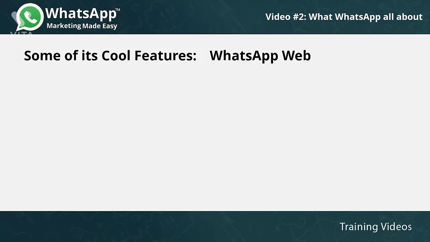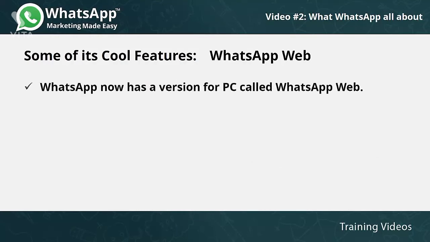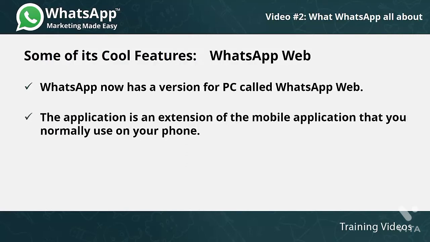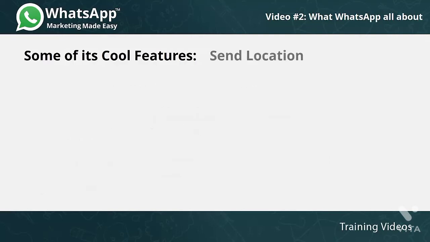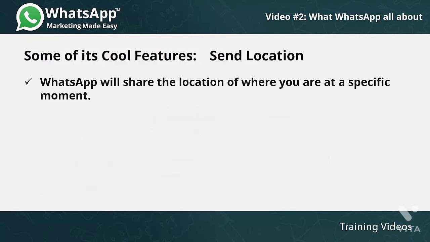WhatsApp Web. WhatsApp now has a version for PC called WhatsApp Web, which consists of connecting the application platform through the browser on your own personal computer. The application is an extension of the mobile application that you normally use on your phone. It will display your messages on your computer which you receive while you are connected to the internet. By connecting your browser with WhatsApp Web, all your contacts and conversations will be synchronized, as they are in your phone.